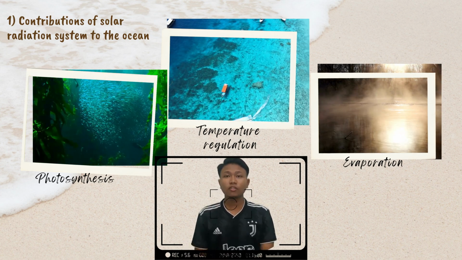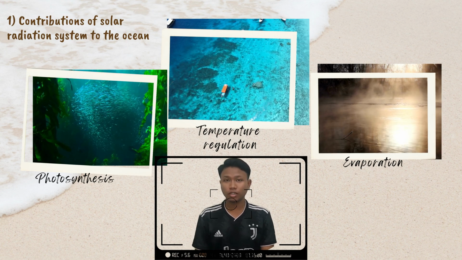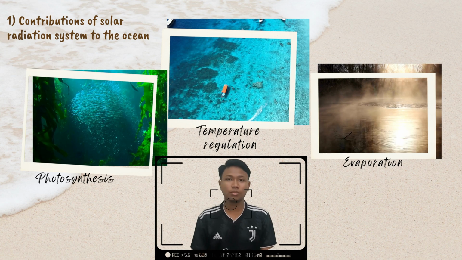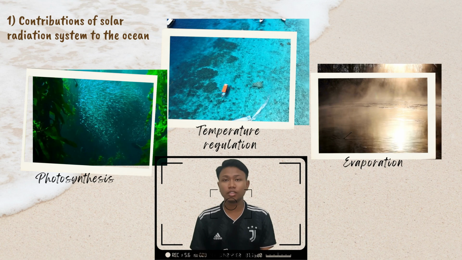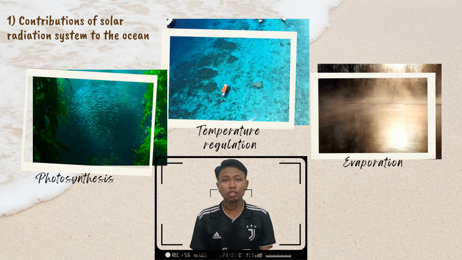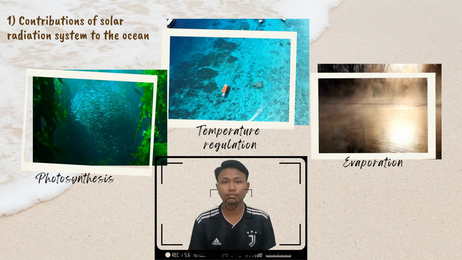regions. After that, solar radiation can cause water to evaporate from the ocean surface, which contributes to the formation of clouds and precipitation. The process of evaporation is driven by the sun's energy and plays a critical role in the Earth's water cycle. Evaporation from the oceans can also help to regulate the Earth's climate.